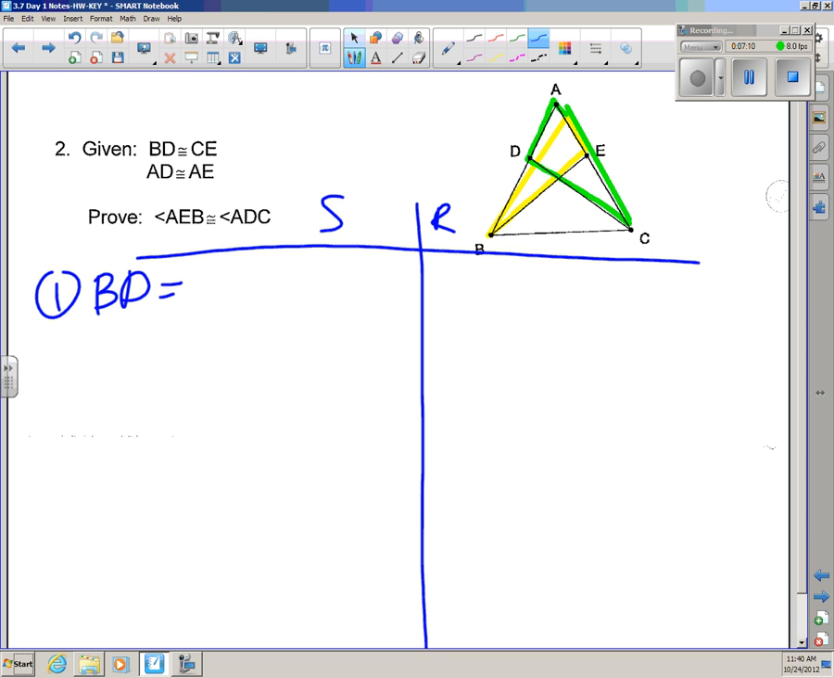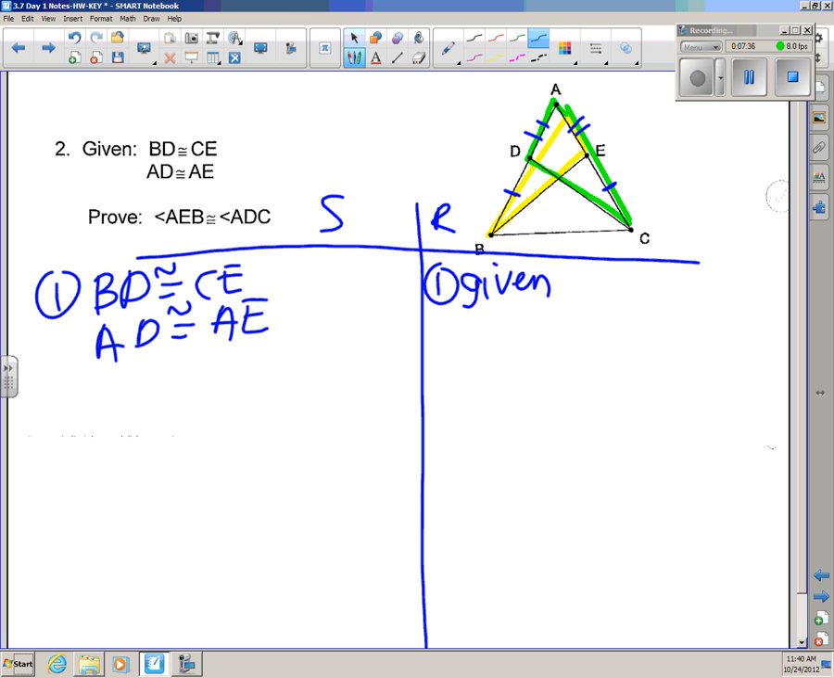So BD is congruent to CE. BD happens to be this little guy right here, congruent to CE, which is that little guy right there. And then they also tell you that AD is congruent to AE. I'm going to put these in the same given. So these guys are given.